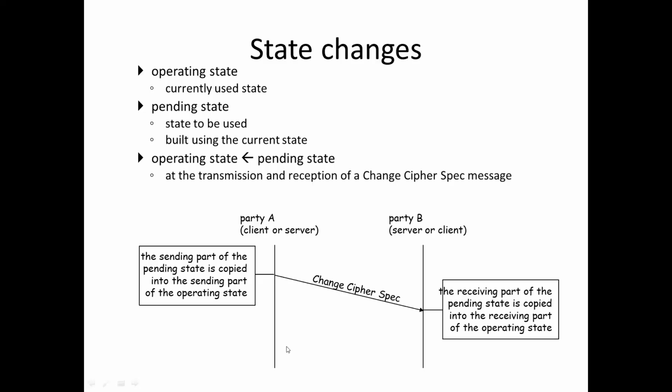So we have party A and party B, a client and a server. The sending part of the pending state is copied into the sending part of the operating state. Likewise, the receiving part of the pending state is copied into the receiving part of the operating state. This happens with the last message when the handshake is completed, which is basically the change cipher spec message exchanged between the two entities.